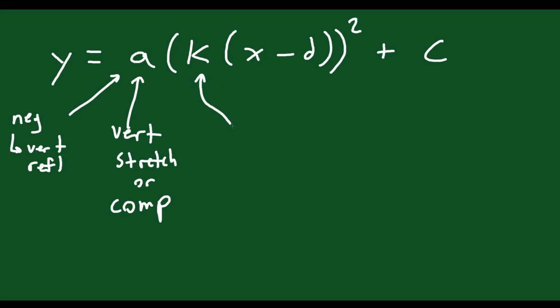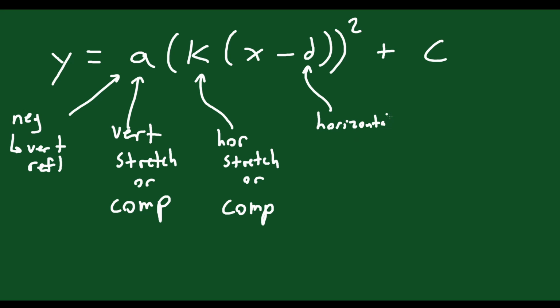The k value, which is that number multiplied by x on the inside, is a horizontal stretch or compression. This number, x minus d, your d value, represents a horizontal shift, or you could call that a translation. I think we called it a translation earlier. That's going to the left or to the right. And then your c value is the vertical shift or the vertical translation up and down.